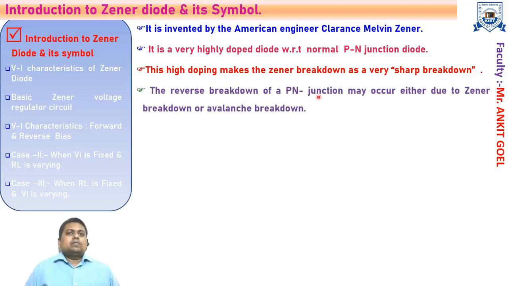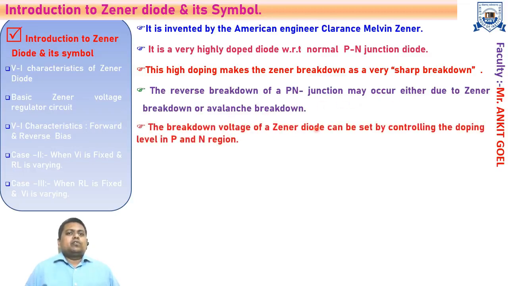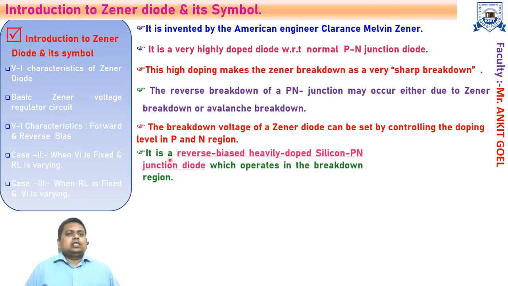The reverse breakdown of the PN junction may occur due to either Zener breakdown or avalanche breakdown. The breakdown voltage of the Zener diode can be controlled by controlling the doping level in the P and N type semiconductor. So in brief, it is a heavily doped silicon PN junction diode which operates in the reverse bias region or the breakdown region.